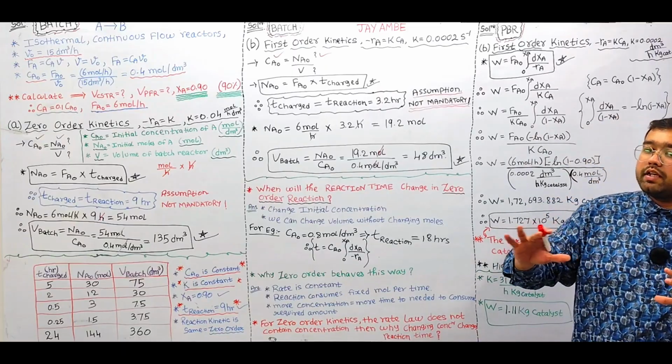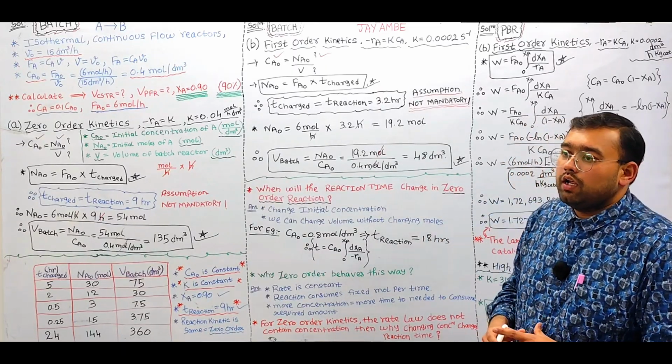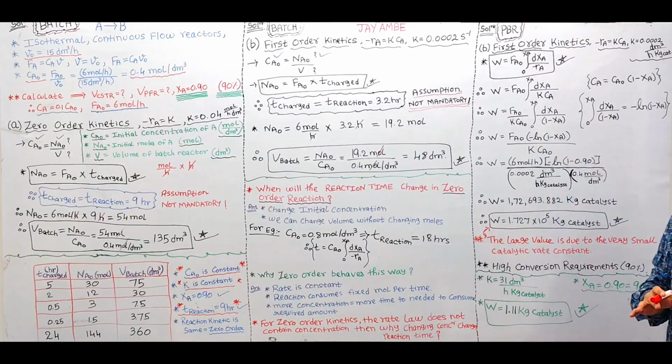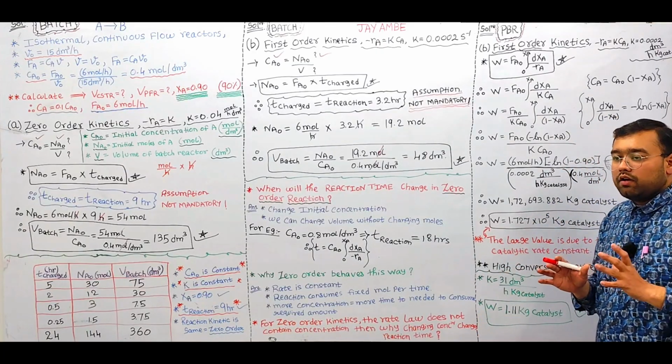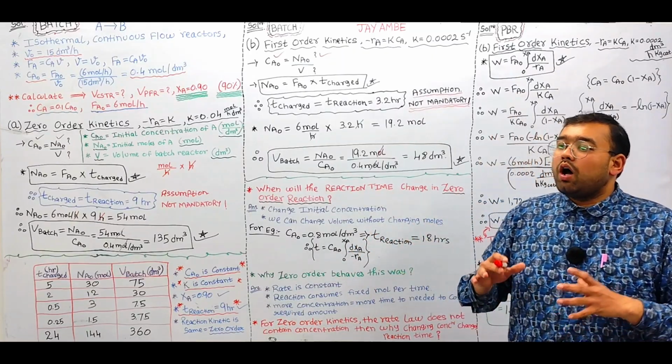So that hollow space is entirely filled by the packing materials, right? So it's termed the packed bed reactor. The entire hollow space is filled with the catalyst, right? So how much weight of the catalyst is required in order to achieve the 90% conversion?